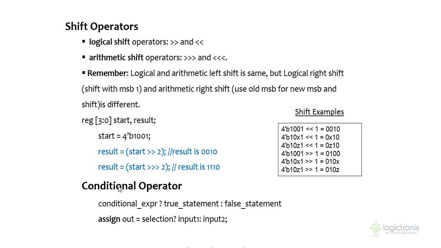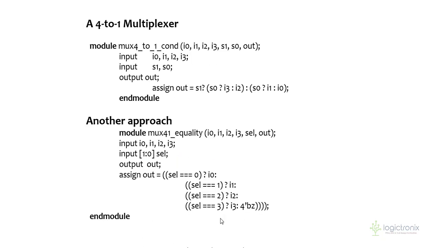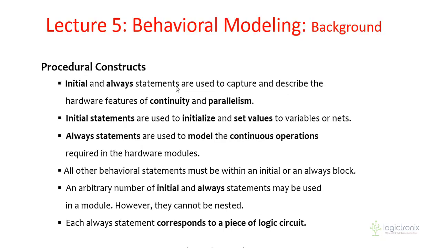There is also the conditional operator. It checks the condition. If the condition is true, it will give input 1 to the output port, else it will give input 2 to the output port. We have here a multiplexer design, so we are defining it with a multiplexer.